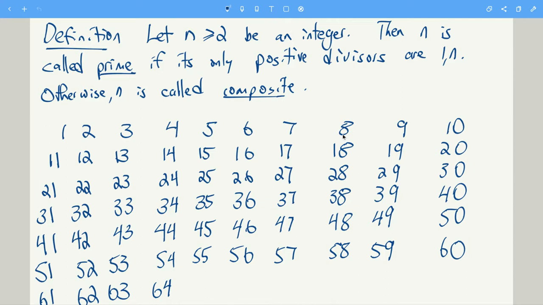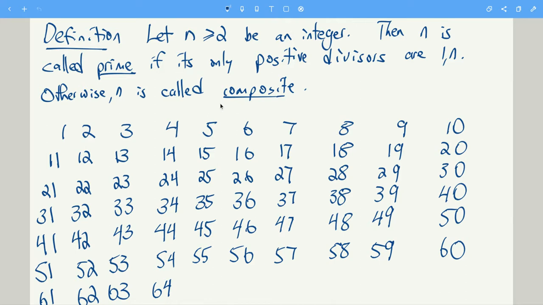So for example, 6 is not prime because its positive divisors are 1, 2, 3, and 6. So it has more than just 1 and 6 as divisors. On the other hand, 5 is prime, its divisors are 1 and 5. If a number greater than or equal to 2 is not prime, we call it composite.